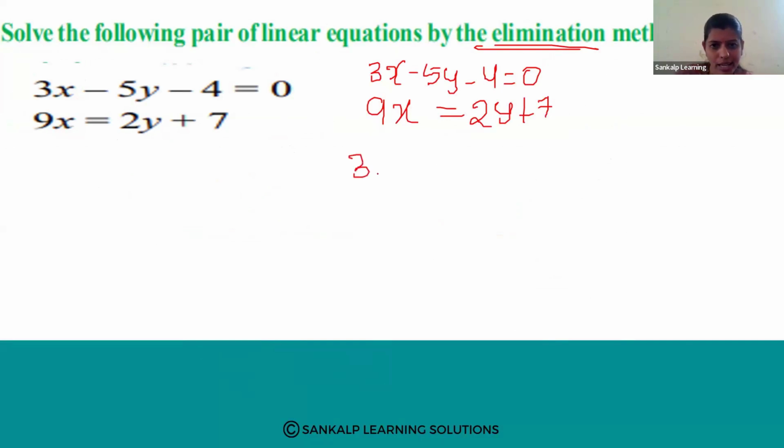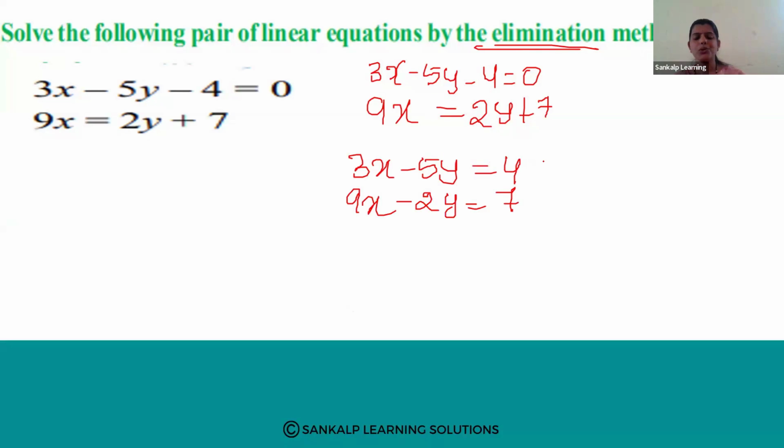So what we will do? 3x minus 5y, transfer this minus 4 to this side, it becomes plus 4, right? Next, 9x, transfer this 2y to this side, it becomes minus 2y is equal to 7. So now do elimination method. For elimination method, what do we have to do? We have to make the values of one variable equal. Then only you will eliminate one variable. So we can do it for y or for x.